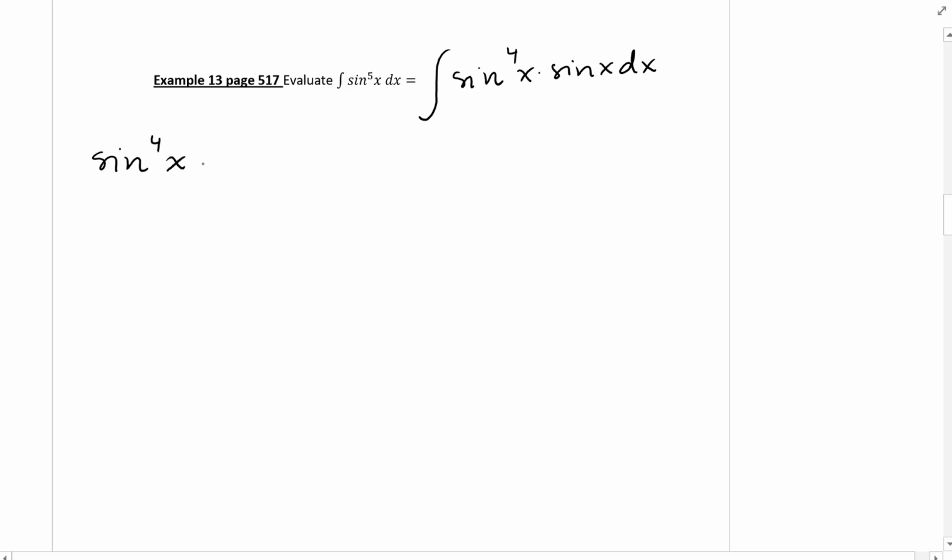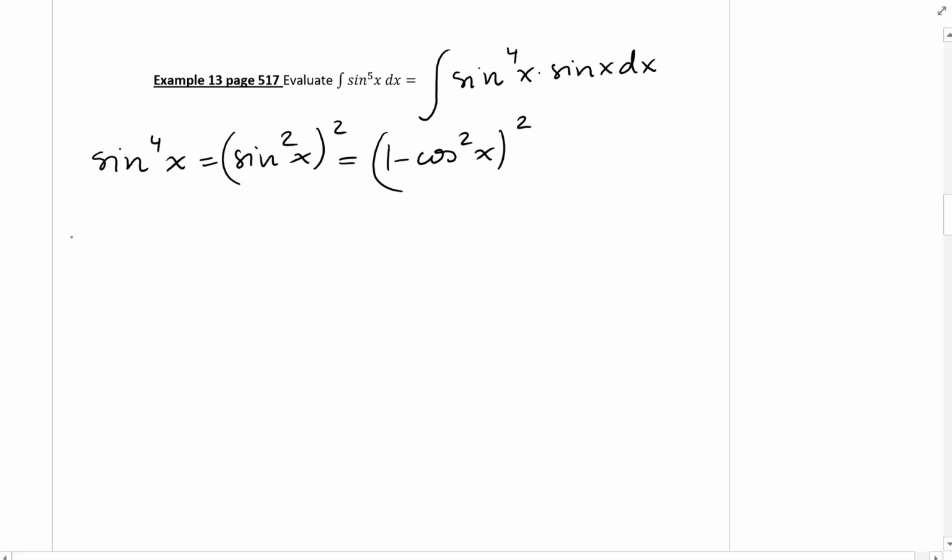Let's take a look at another problem: the integral of sine to the fifth of x dx. When we have odd powers of sine or cosine, we write sine to the fourth of x times sine of x dx. Sine to the fourth of x can be written as sine squared of x, everything squared. Sine squared is 1 minus cosine squared of x, using the Pythagorean identity: sine squared plus cosine squared of x is equal to 1.